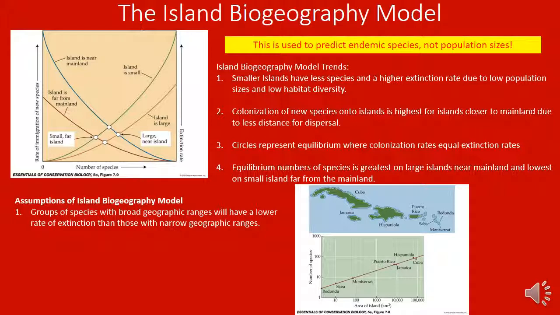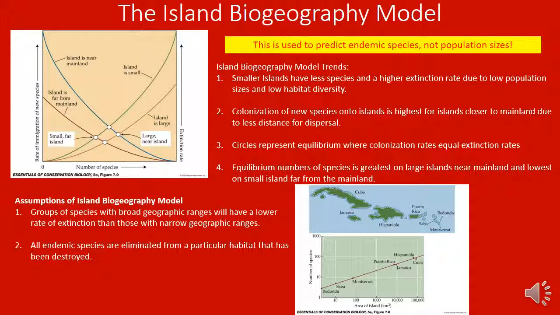There are some assumptions of this model. One is that groups of species with broad ranges are going to have a lower rate of extinction than those with a narrow range. Because if you're found all across the entire island and a hurricane hits one side of it, well, you're still on the other side. But if you have a narrow geographic range and you were only living on that one side of the island and a hurricane hits it, well, now you might be extinct.